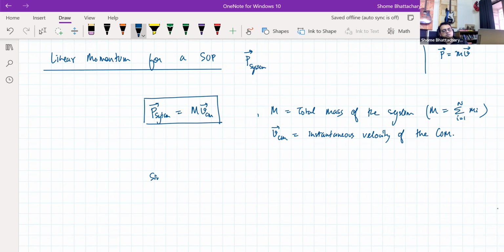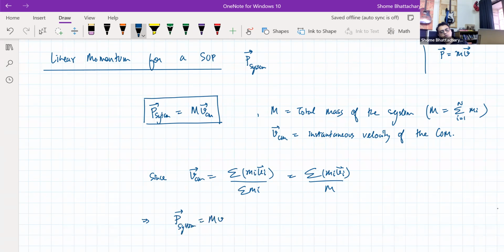Now, since velocity of the center of mass was defined as summation mv divided by summation m, that can also be written as summation mv divided by total mass. So therefore, another way to define the linear momentum of a system is that it is the vector sum of the individual momenta of the particles. So momentum of a system can also be simply understood as summation of momenta of all its constituent particles.